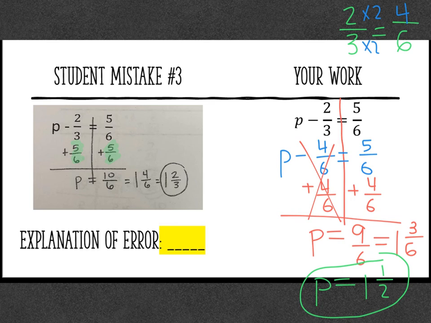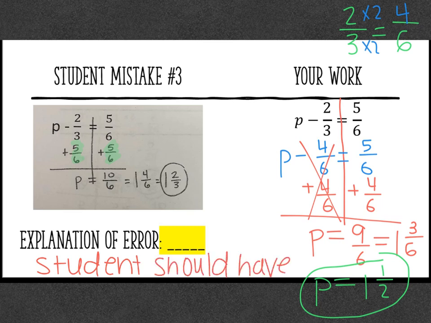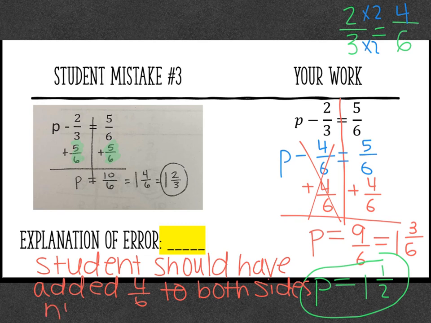So student should have added 4/6 to both sides, not 5/6. So again, you can type it, you can write it, you can use your own words, but in some way you should explain that.